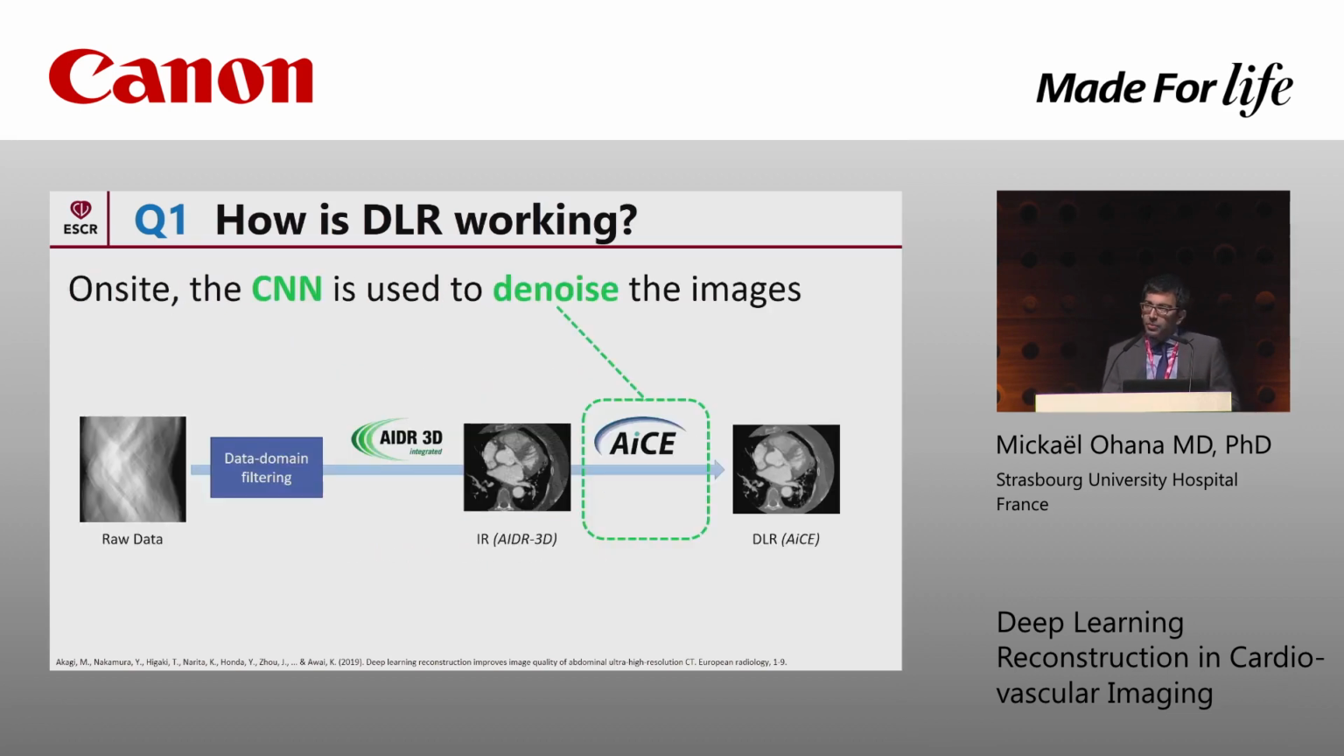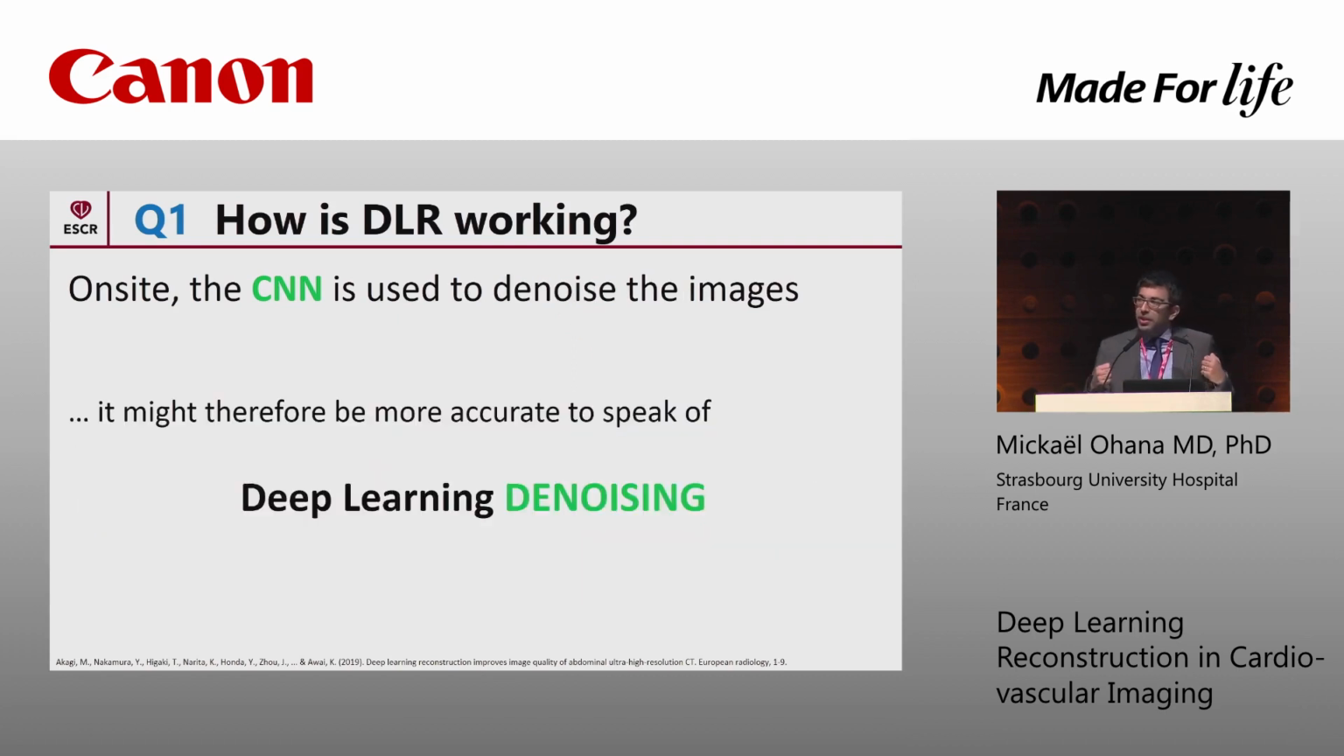So on site, when we are doing clinical work, how does it work? We have the raw data, we have a little bit of data domain filtering, then everything is reconstructed using the usual iterative reconstruction algorithm. And then we apply the CNN, and then we get the final image which has been denoised. So it's not technically a real reconstruction-based algorithm. It's more a deep learning-based denoising.